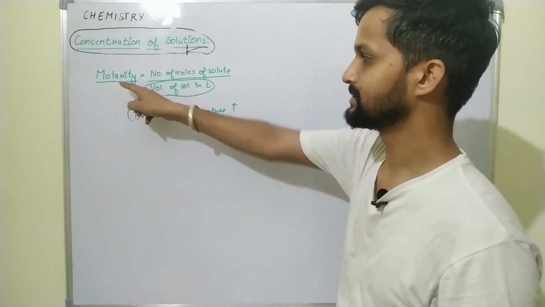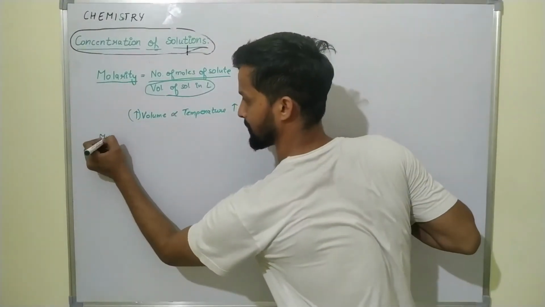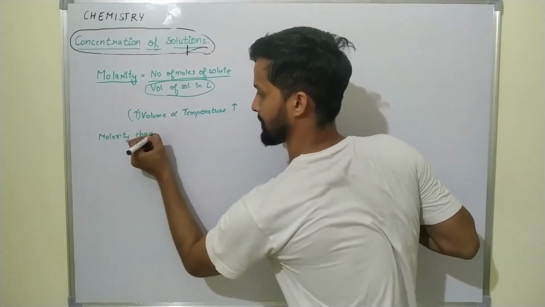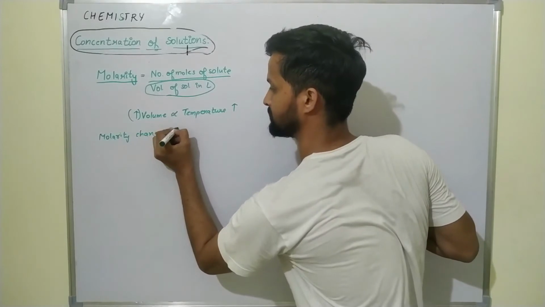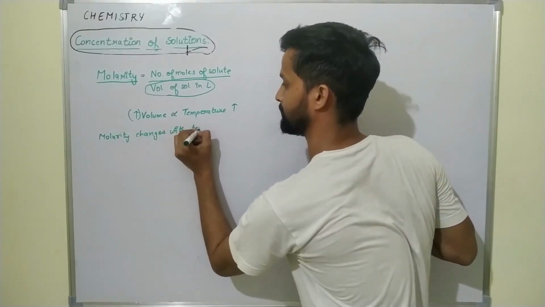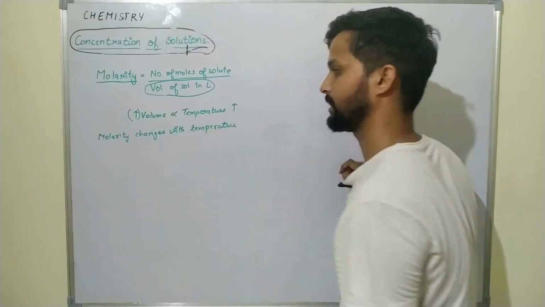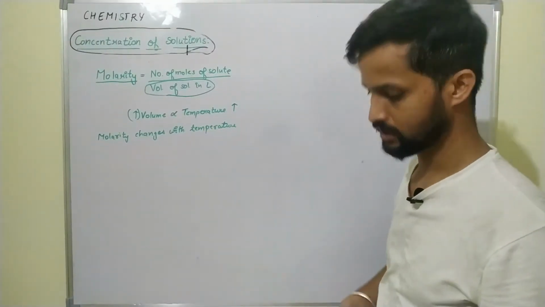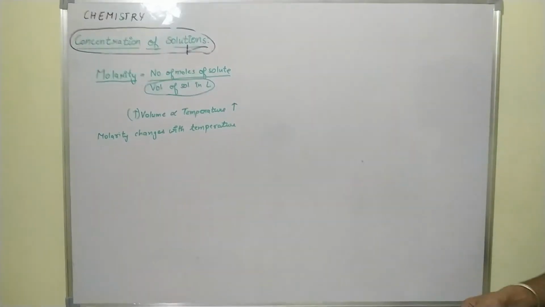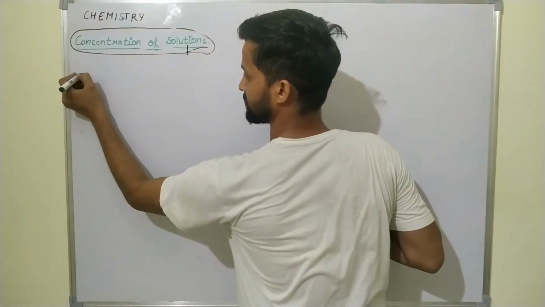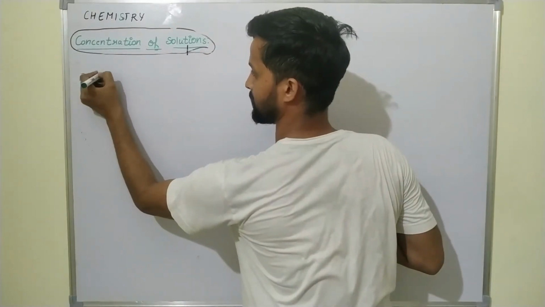So this is the reason that molarity changes with temperature, clear. So this is the reason this is not preferred. Now we have our numerical. So here the numerical is, this is the third type of the numerical.